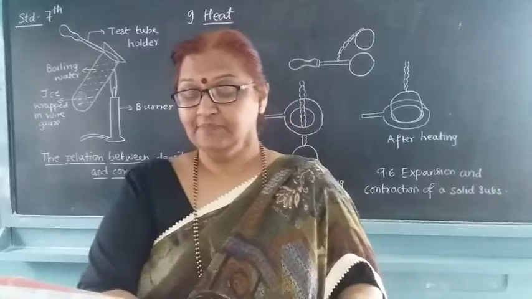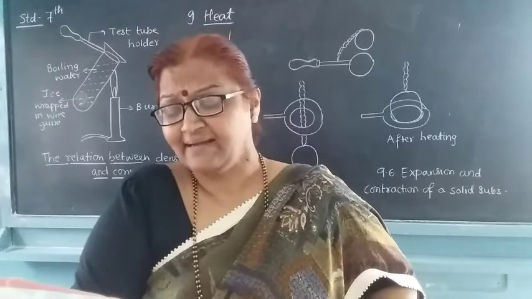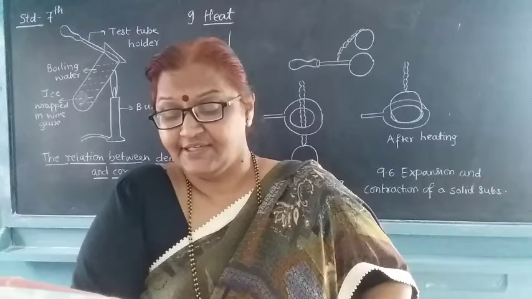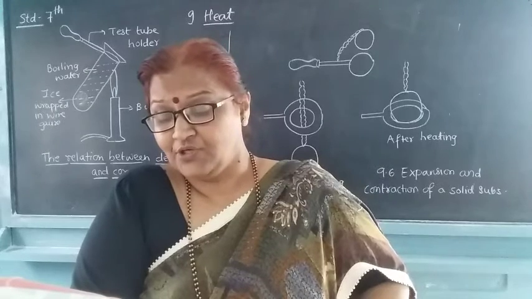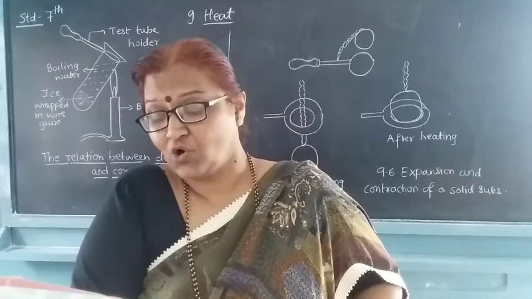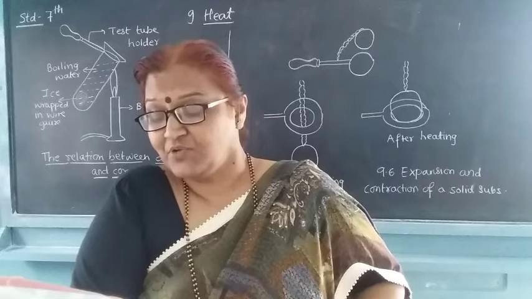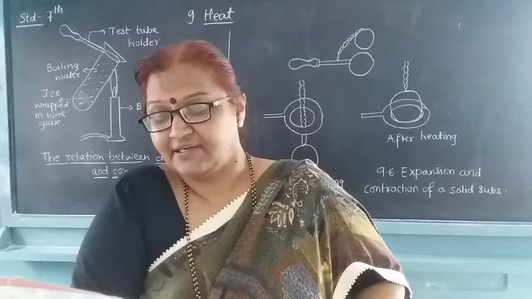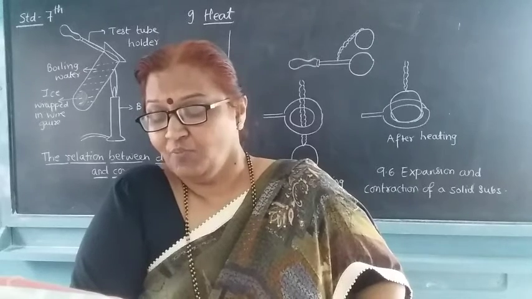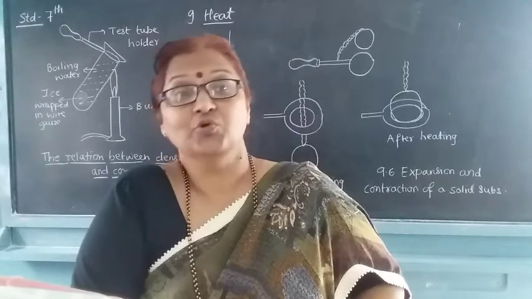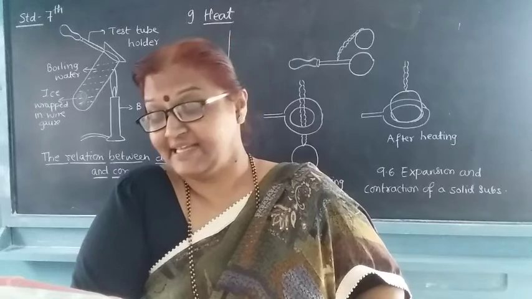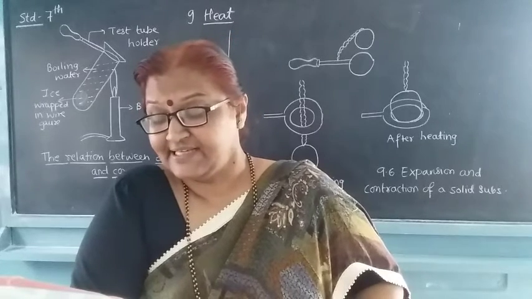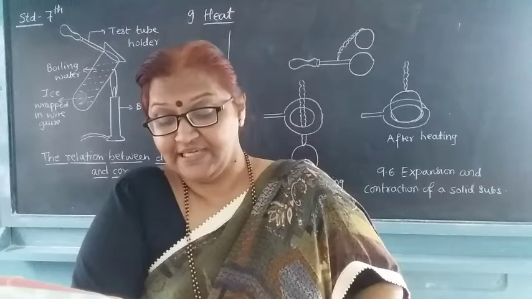Then see next one, good and bad conductors of heat. Place a steel spoon, a copper strip or rod, a divider from your compass box or a pencil, and a plastic ruler in a glass beaker. Pour hot water heated up to 60 degrees centigrade to 70 degrees centigrade into the beaker.